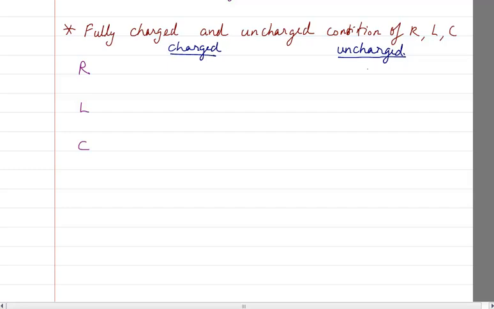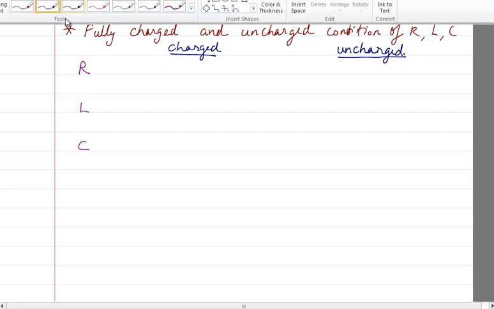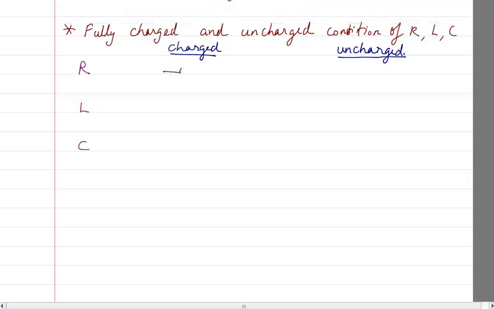Okay. For understanding that, see, resistance, I will straight away draw, there is no change in resistance. Resistance is neither charged nor uncharged because we know that resistance does not store anything. So R remains as R. There is no issue.